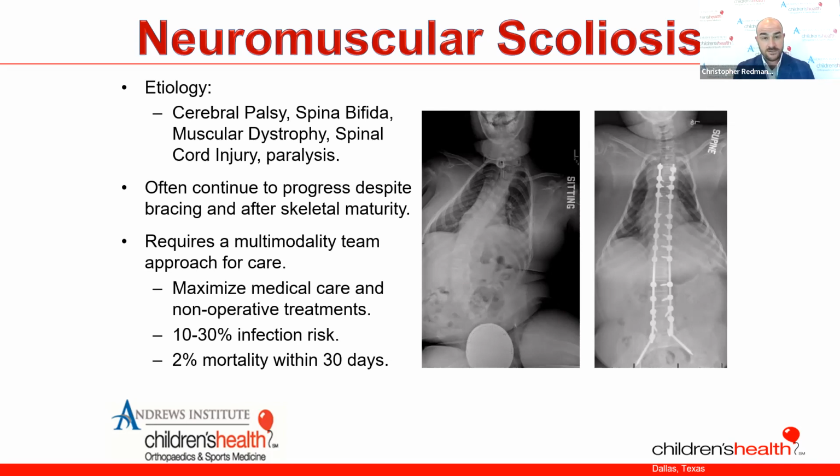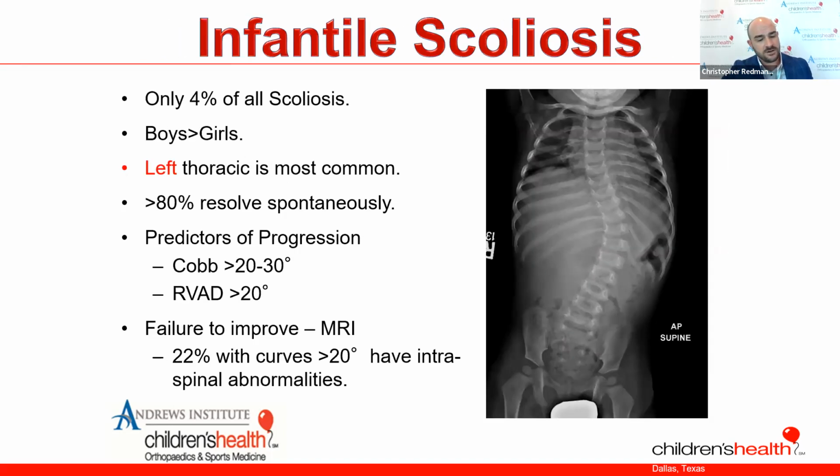When treating neuromuscular scoliosis, it is important to recognize the high risk of complications and comorbidities that the patients have. These patients should be treated at a facility that can provide a multimodality treatment care plan and that has experience treating these patients, as they carry a 10 to 30% risk of infection with the spinal surgery, which is very significant and can lead to multiple problems and multiple more surgeries for the patient. And there are studies that have demonstrated up to a 2% mortality for children undergoing neuromuscular scoliosis within the first 30 days.